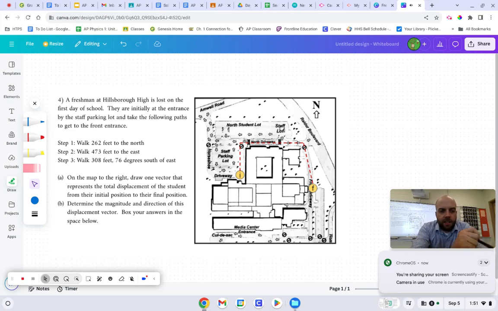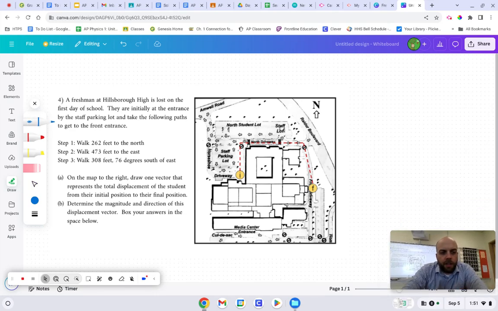Hey everybody, this is problem 4 on the summer assignment about the freshman that's lost at Hillsborough High. We're told that they take 3 steps here. The first step is right here, that they go 262 feet to the north. So that's right there. The second step, they go 473 feet to the east. And the third one, it says 308 feet, 76 degrees south of east.